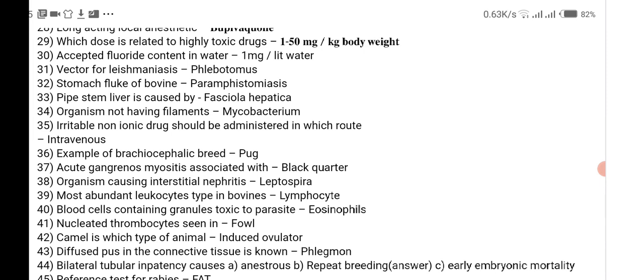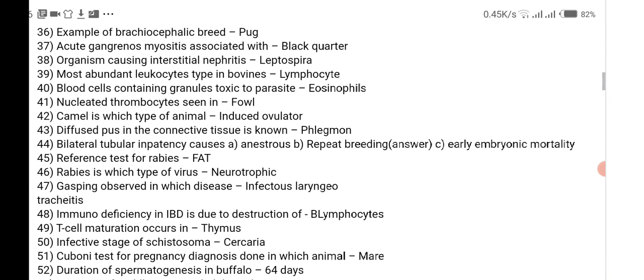Their overpopulation can cause autoimmune type responses that are treated with antihistamines such as cetirizine or pheniramine maleate salt. Nucleated thrombocytes are seen in fowl. Camel is which type of animal? Camel is an induced ovulator. Cat is also an induced ovulator.